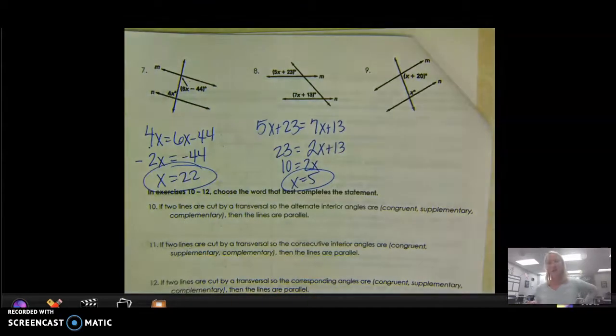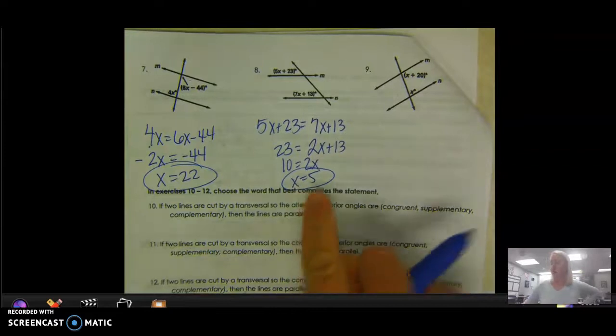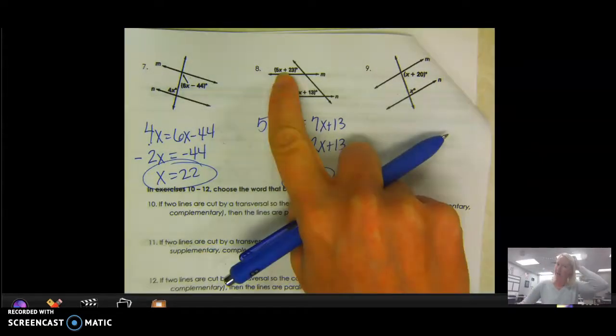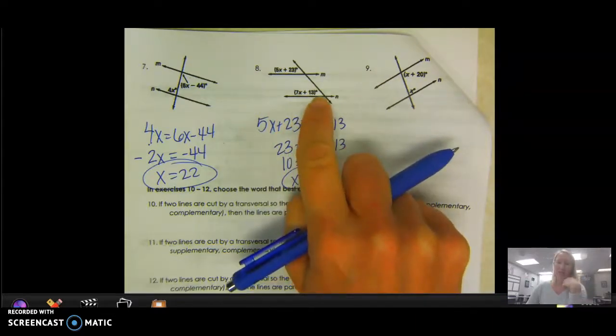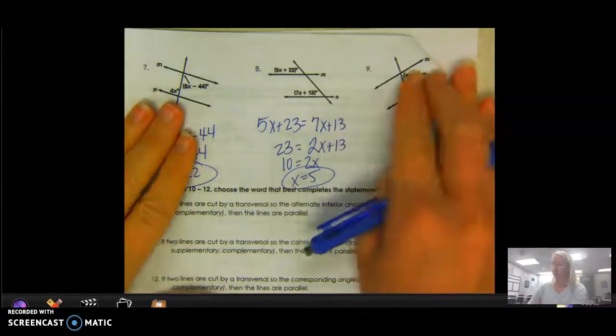And then if it asked you to go a step further and actually name the angle, all you would do is plug in the x. So like up here, I do 5 times 5, which is 25. 25 plus 23 is 48. This angle should also be 48. You could plug it in to check yourself if you'd like.